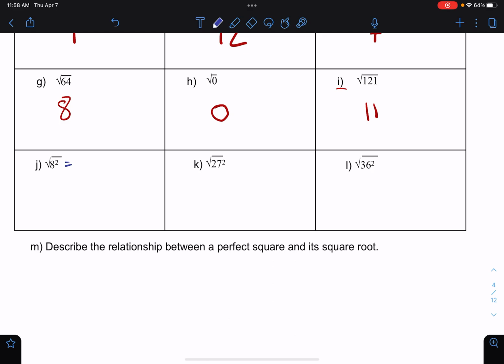But we could also think of it as, well, that's like the square root of what's 8 squared? That's 8 times 8, that's 64. What's the square root of 64? 8. We did it directly above it, right? It was right there.